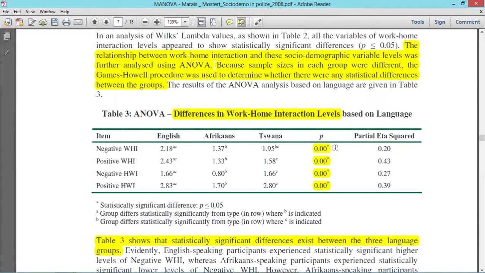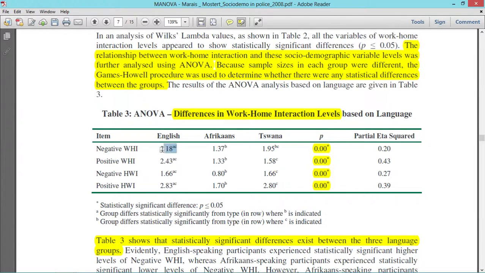So, as we can see via the p-value, a significant difference exists among these language groups, English, Afrikaans, and Tswana, in terms of the negative work-home interaction that they experience. Of course, we want to find out who experiences the highest level of negative work-home interaction. So what we're going to do is look at these numerical values.